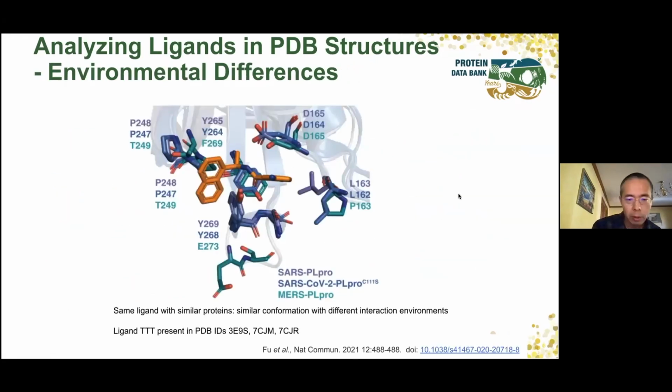Now, even though the ligands in different structures may adopt the same conformation, they may have different environments. For example, this is the ligand TDT, a peptide-like protease inhibitor. But when you compare the ligand binding pocket in different species of coronaviruses, in this case the purple with SARS, the blue with SARS-CoV-2, and the cyan with MERS, you see that the binding pocket has different orientations of the residues, thus impacting the interaction between the ligand and the protein.